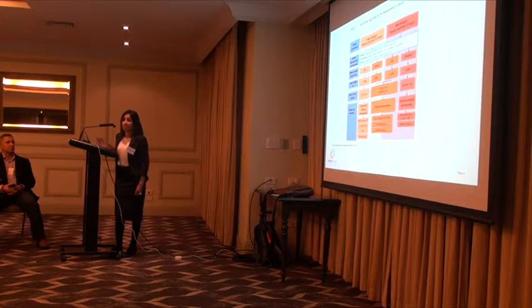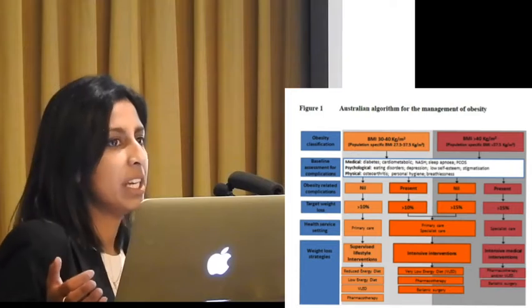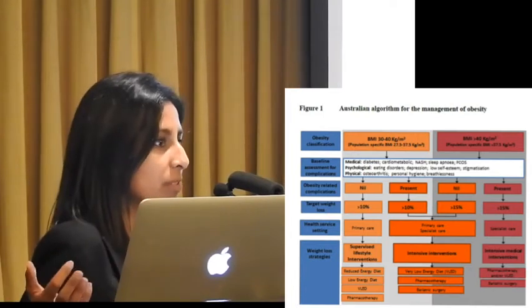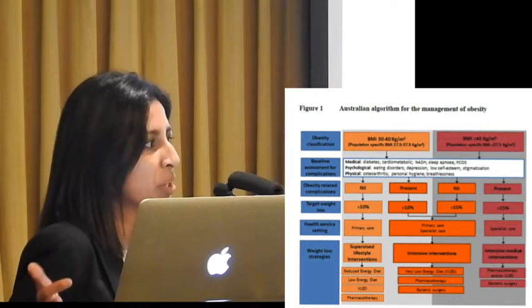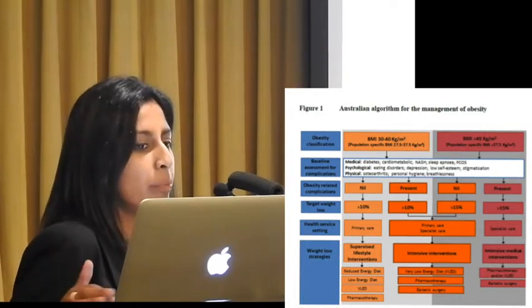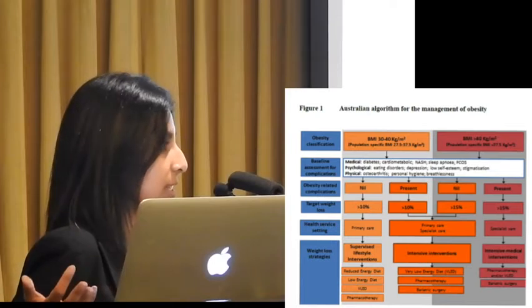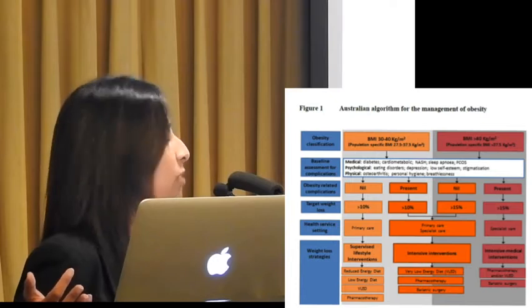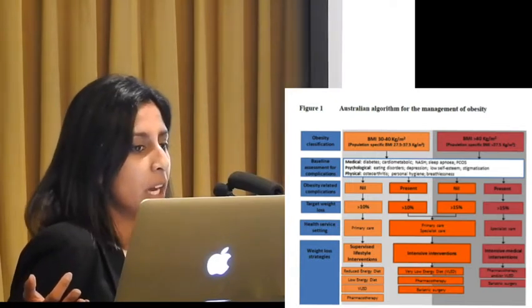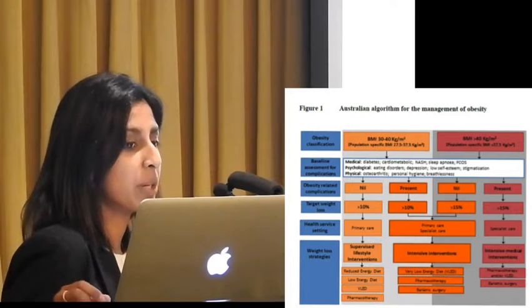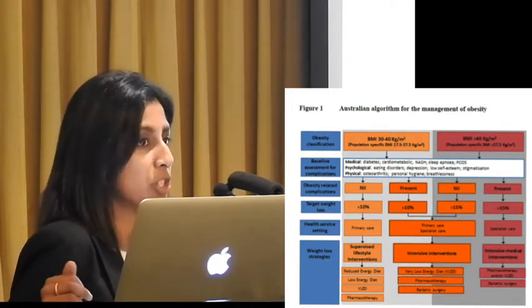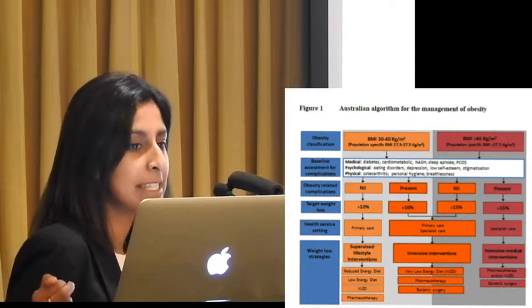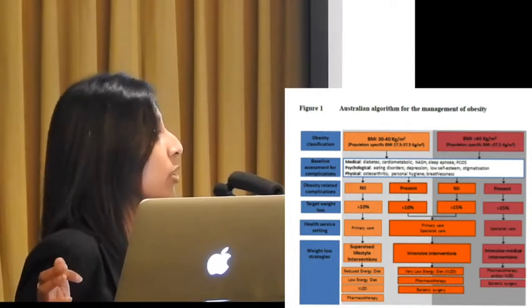So this is the Australian algorithm for the management of obesity, and this was published 2 years ago now. As you can see, BMI is the criteria that we use. It has its limitations, but it's pretty much what we have at the moment. BMI above 30 is obesity, so 30 to 34.9 obesity class 1, then class 2, and above 40 is class 3. As you can see, there is a population-specific BMI, so slightly lower for Asian population as well as Indigenous Australians. So we do need to consider that as well when you see your patients.